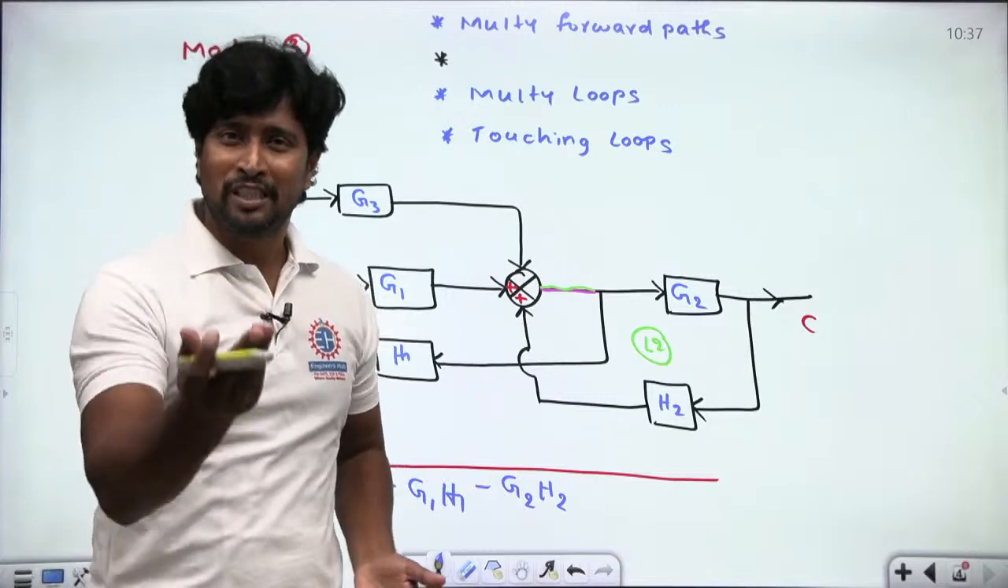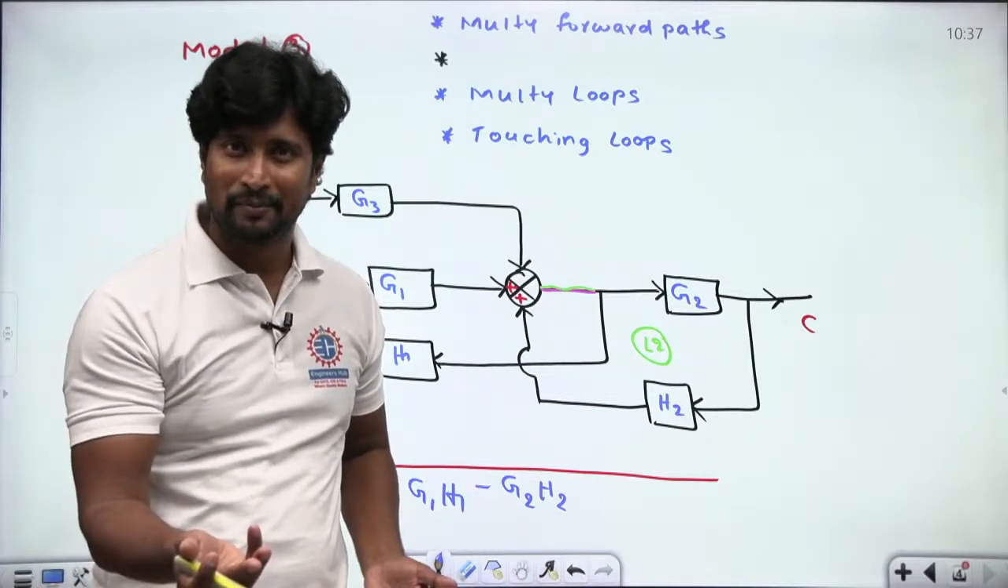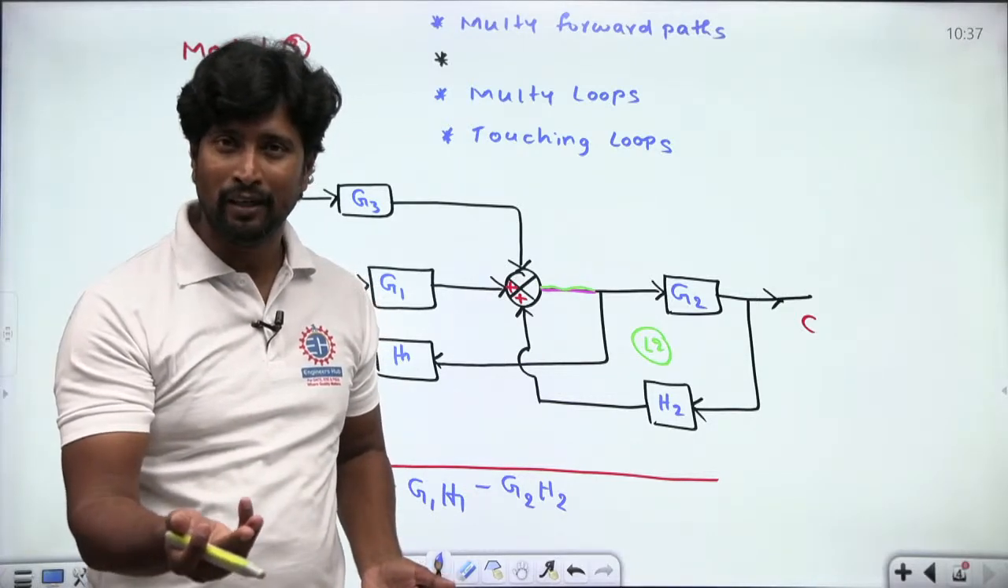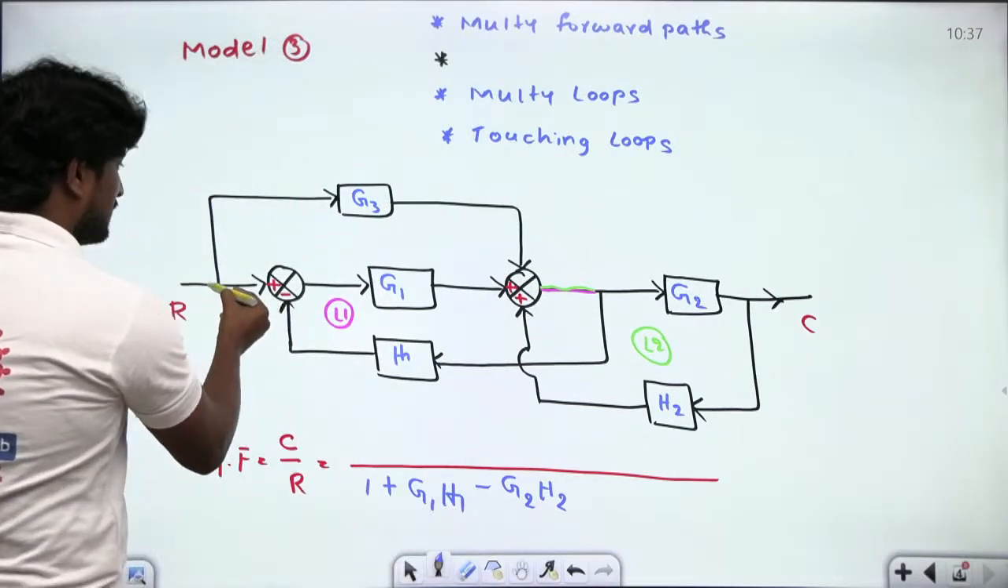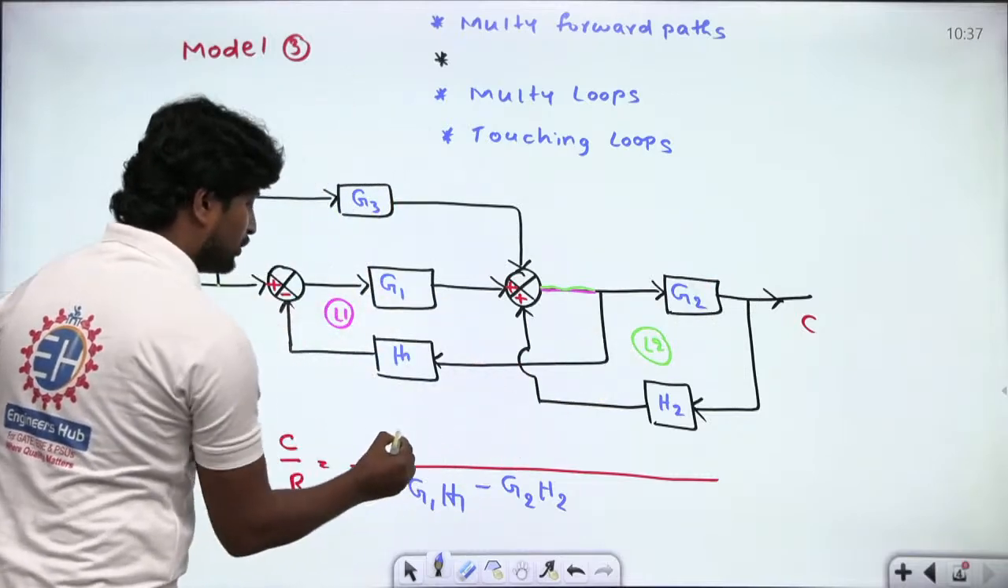Numerator part. The numerator part is made up of what? Forward paths. Guys, how many forward paths are there? So the first forward path is G1, G2.